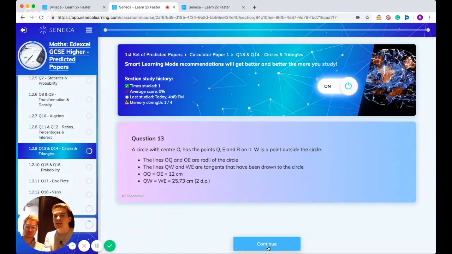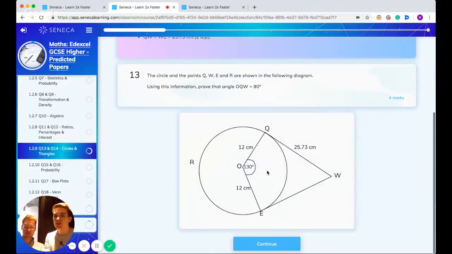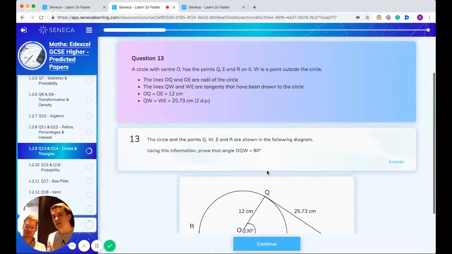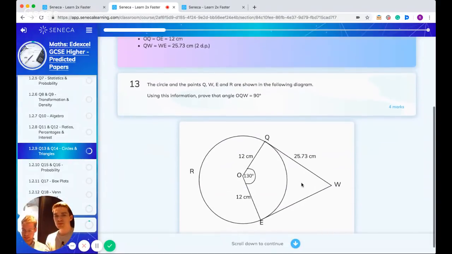Now, in the exam, you may be given this image. You may not be. We've given it to you here. If you haven't been given it, just do a little sketch, because it's impossible to remember all that information and picture what you can see. So just draw it out bullet point by bullet point. So this is basically what we've got.